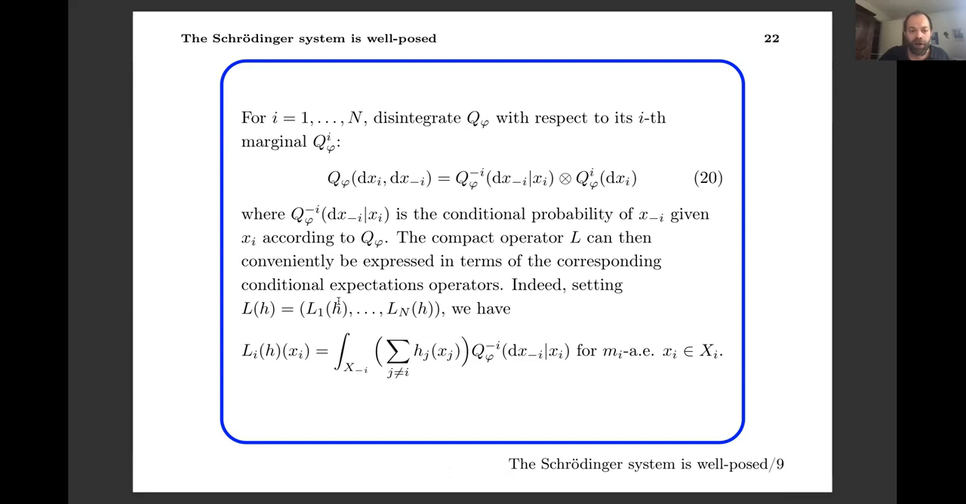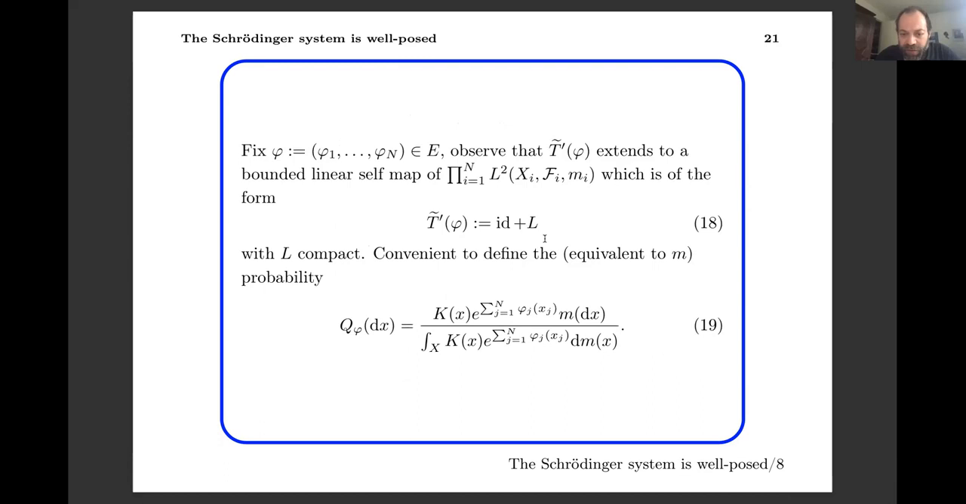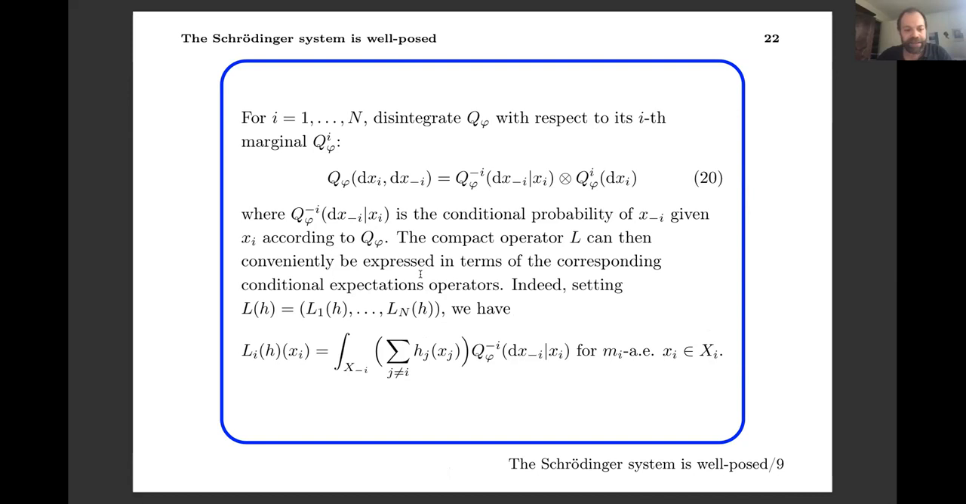And now the off-diagonal part of the derivative of T, remember that I wrote it in a convenient way as identity plus L. The off-diagonal part, the L part, can be written as a sort of conditional expectation operator using this measure Q phi. So Li of H at the point xi is just the conditional expectation of the sum of the other potentials, the direct sum of the other potentials, with respect to the conditional probability Q phi minus i given xi. Okay, so it's a conditional expectation operator, which is applied to the sum of the other potentials, all the potentials except i.